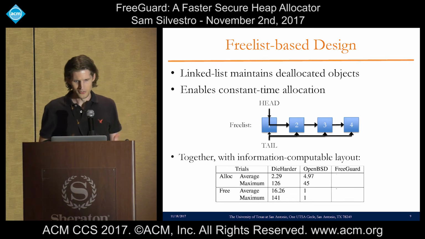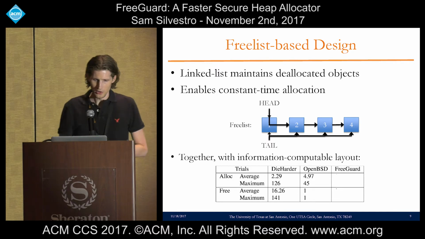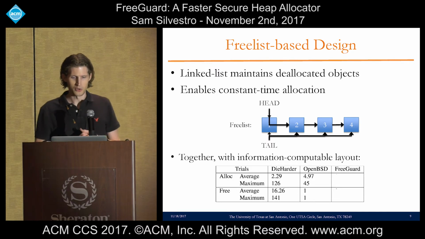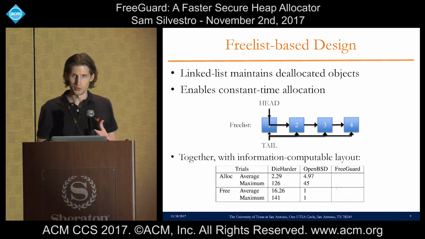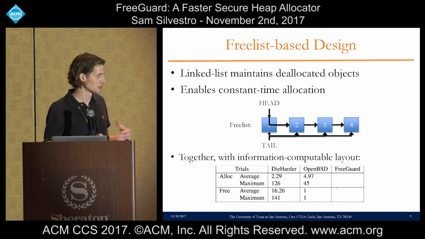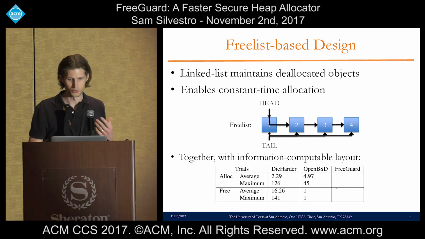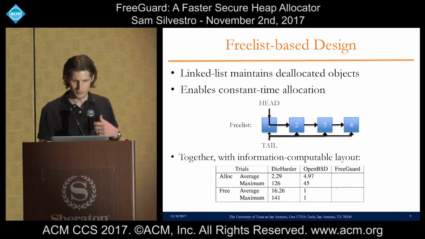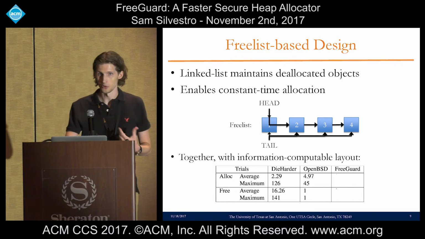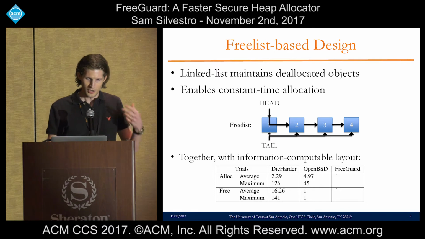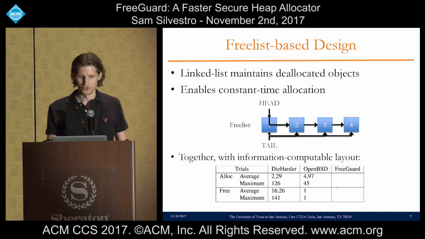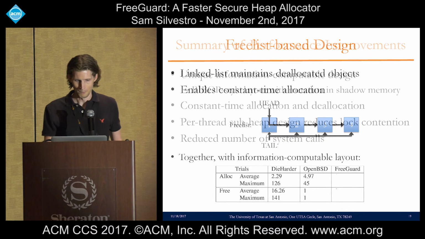So you can see in our evaluation, we found that DieHarder took 2.29 trials on average to satisfy an allocation request, while OpenBSD took almost 5. Also, you can see that the maximum observed trials is also quite high. Now, going back to that constant time allocation and deallocation, this enables FreeGuard to satisfy both of these operations with a single trial.